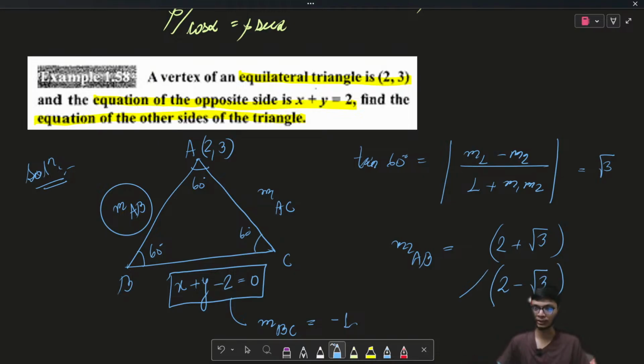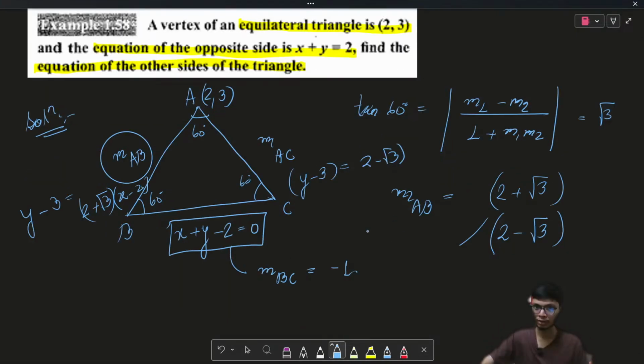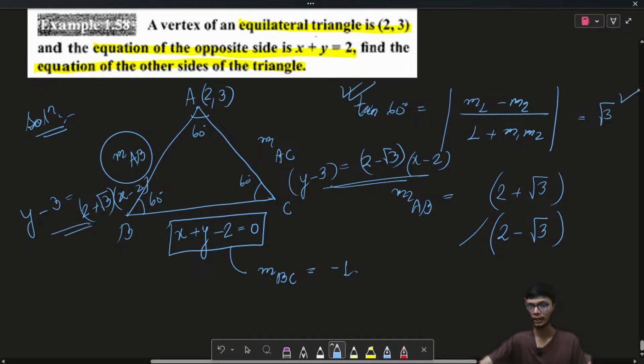Okay, so these are the two slopes of the line. Now once I know the slope of the line, the equations are y minus 3 equals (2 plus root 3) times (x minus 2), and y minus 3 equals (2 minus root 3) times (x minus 2). Okay, so these are the two equations of the line. The only catch over here is to solve for this particular equation, where tan of 60 degrees is equal to root 3 in this form from the angle between the lines. So I'm using the concept of the angle between two lines in order to solve this problem.